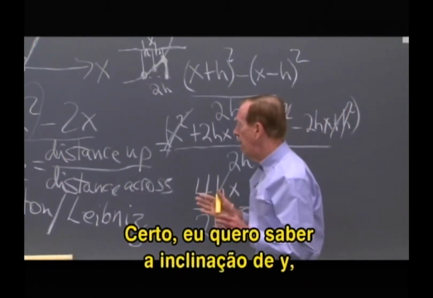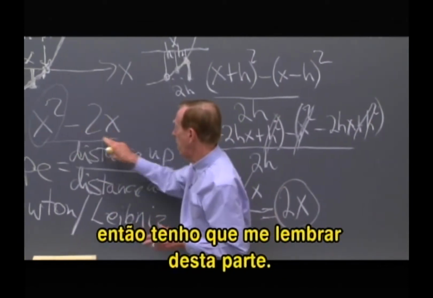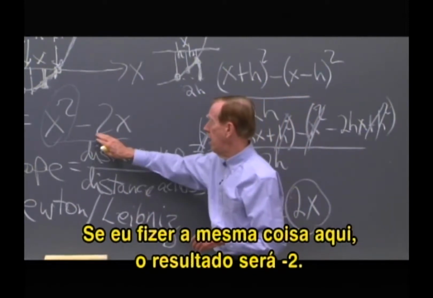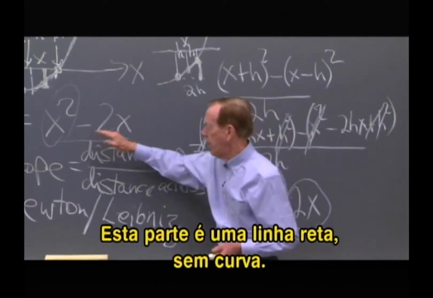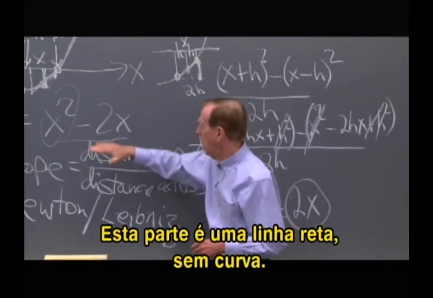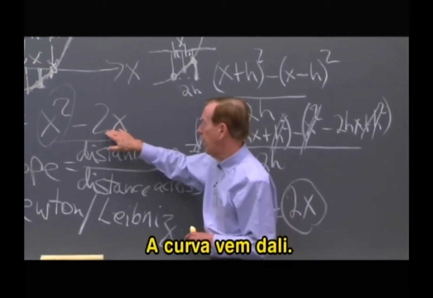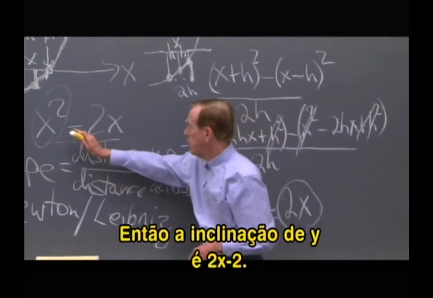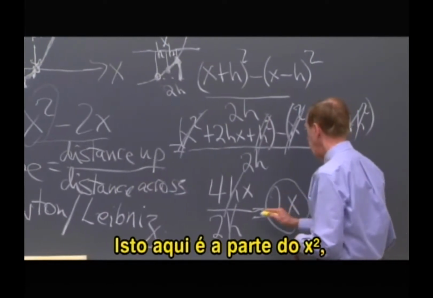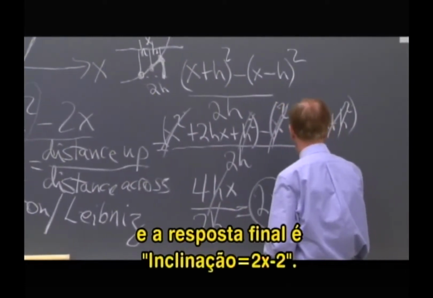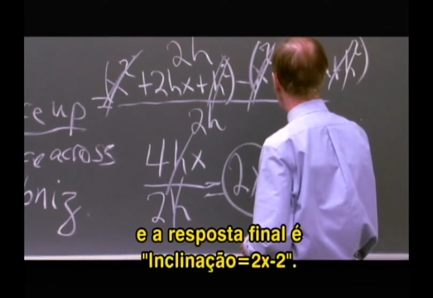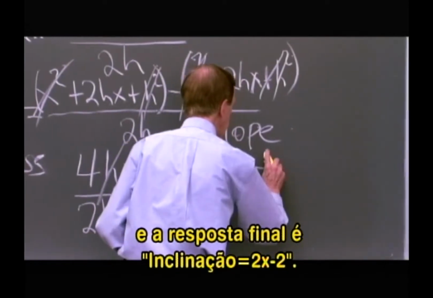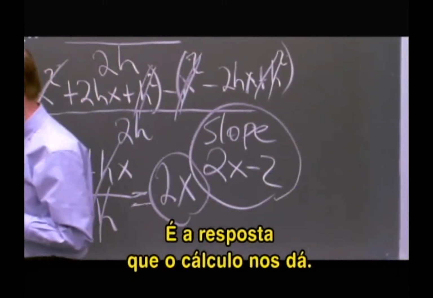Okay, now I'm looking for the slope of y, so I have to remember this part. If I do the same here, it'll be minus 2. This part is a steady, no curve here. The curve is coming from there. So the slope of y is 2x minus 2. So this was the part from the x squared, and now the final answer is slope equals 2x minus 2. That's the answer that calculus gives.